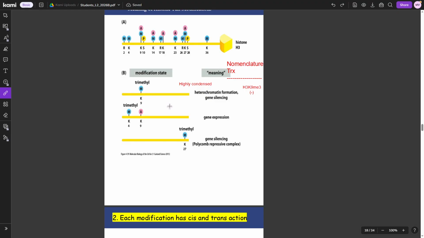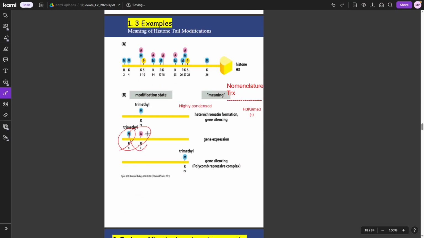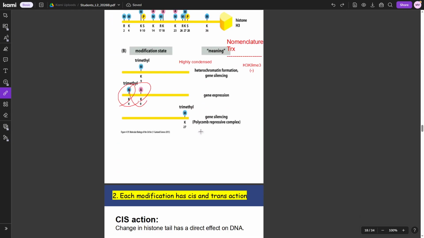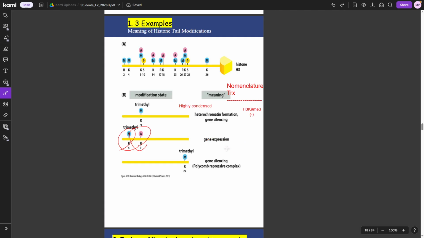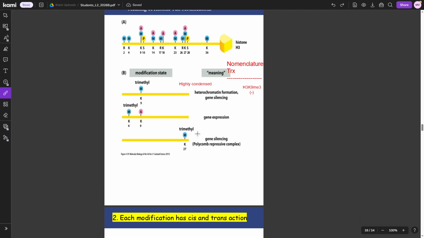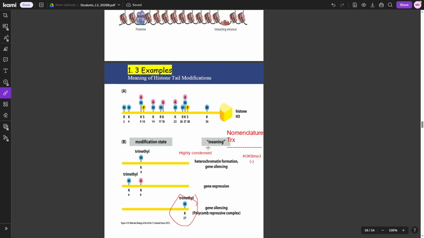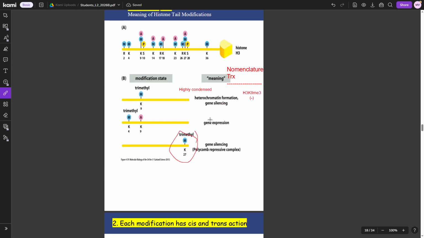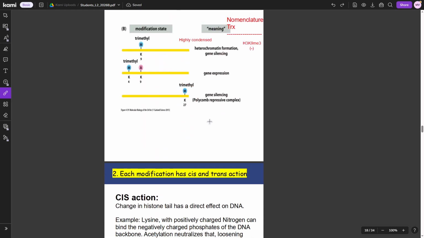When you put both of them together, right, the K4 one, remember, is this me3. Remember, when you put this and this together, it leads to a poised promoter. That's kind of what's going on here, at least the gene expression. And then for the trimethyl, this is the K27. This is the one up here, right? That just leads to repression. Right? So many different types.